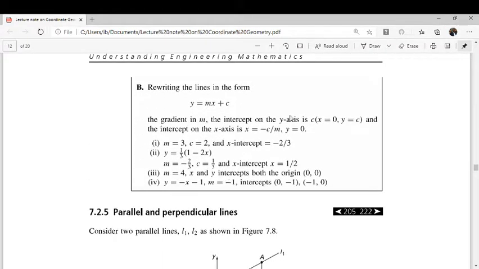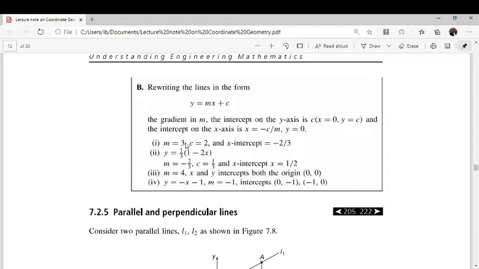Okay, this is the general form of the equation of a line, where you have the y-intercept. I've explained that when x is 0, your y-intercept is y equals c. And when y is 0, your x becomes minus c over m. Now let's look at a problem.